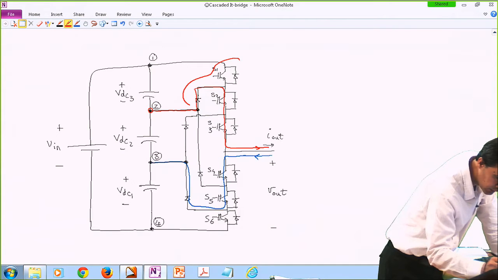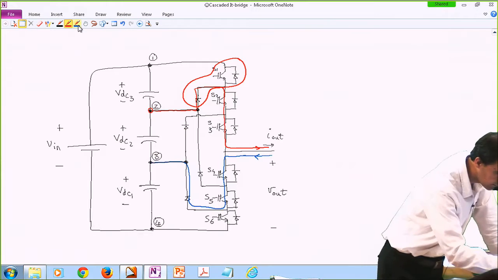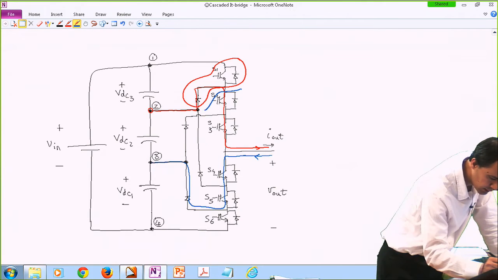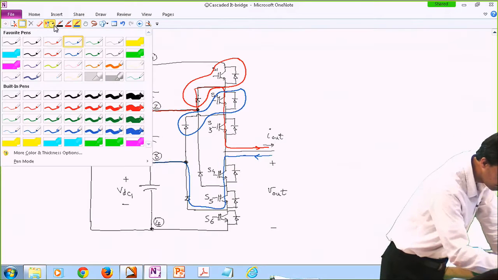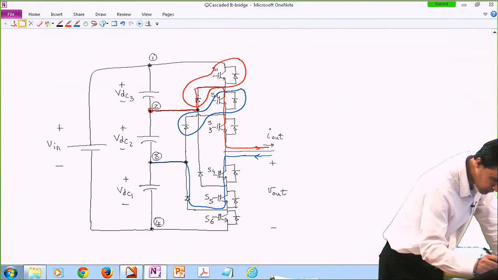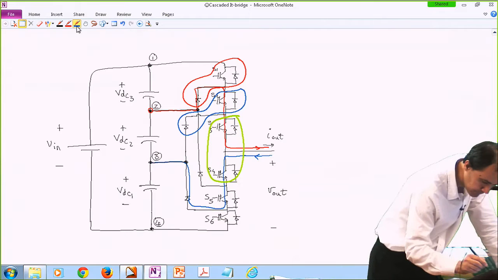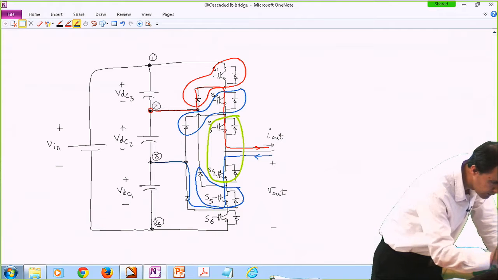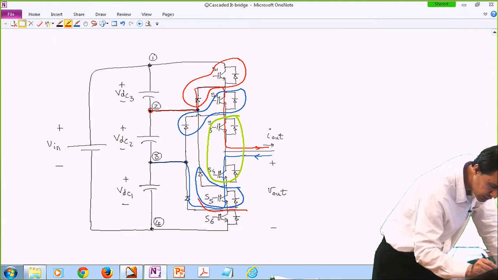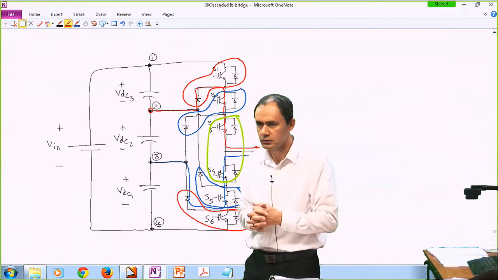These guys are complementing each other. Then these guys are complementing each other. Then, assuming that you don't run out of colors, these two guys are complementing each other, so they are forming a single pole double throw switch. Then these guys are complementing each other. And then finally, this transistor and this diode are complementing each other. Okay, so this is how they look.